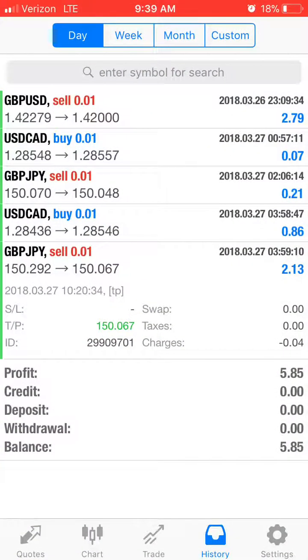So that's how easy it is to get pips. It was 100 pips yesterday, 60 pips today. So it's 160 pips, and it's only Tuesday.